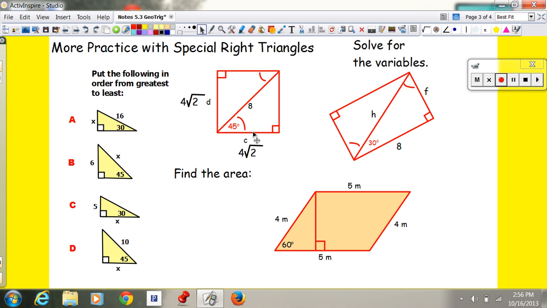Because that's a square, so they have to have the same sides. They're all 4 radical 2's because this is 8. If you took 4 radical 2 and times it by radical 2, you would get 4 times 2, which would come out to be 8. So that works both ways.